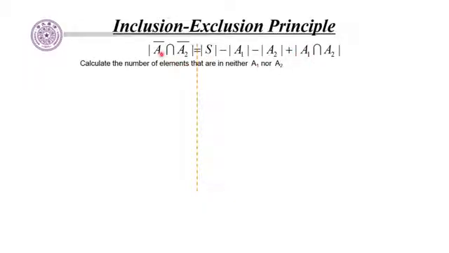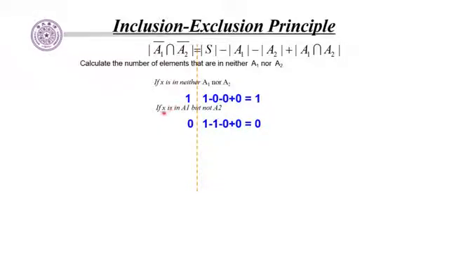Let's analyze. As the left-hand side is for elements neither in A1 nor A2, for any element, we need to judge whether it is in A1 or not, whether it's in A2 or not, and whether it contributes to the left-hand side or not. So we could classify the elements. If an element X is neither in A1 nor A2, for the expression in the left-hand side, it contributes 1. For the right-hand side, although it's neither in A1 nor A2, it must be in the universal set. So for S, it contributes 1. But for A1, A2, and the intersection of A1 and A2, its contribution is 0. So the left-hand side is 1, the right-hand side is also 1.